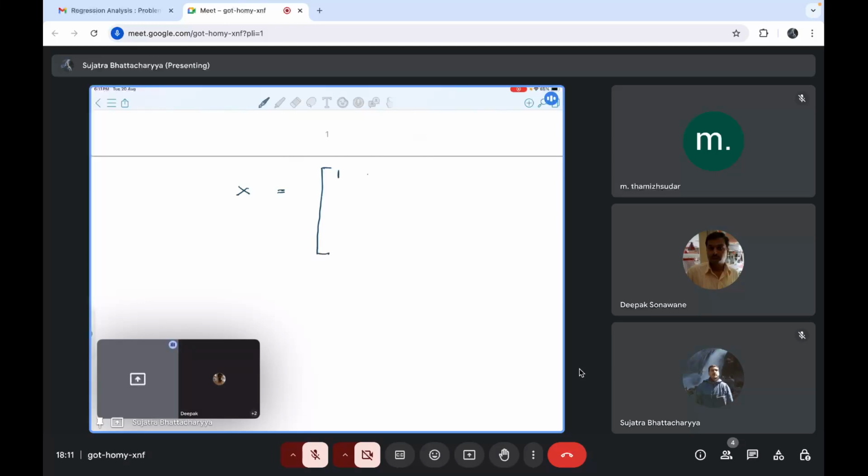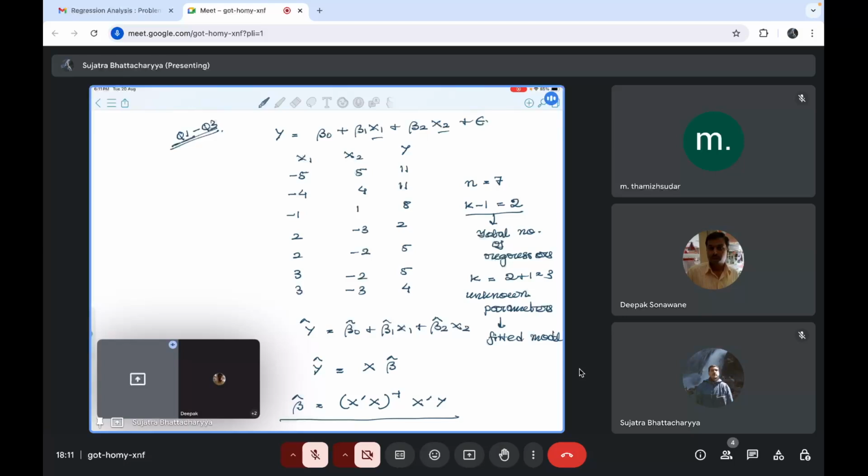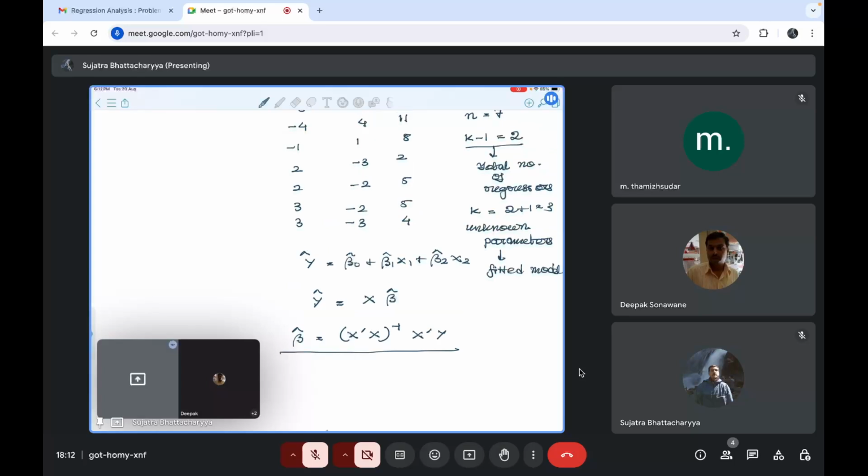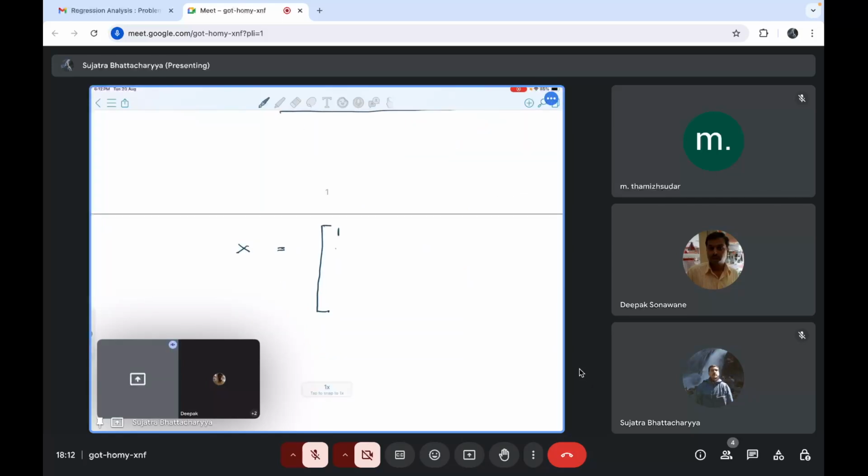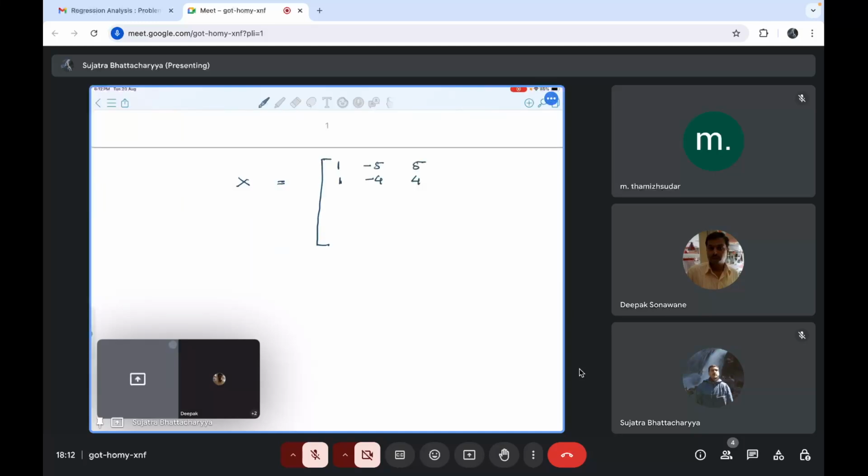So I'm just writing what I will write. The first column will be all ones, and then x1 and x2 are written, because based on this: beta naught into 1, beta 1 cap into x1 and then x2. So based on that, it is written: 1, minus 5, 5; 1, minus 4, 4.